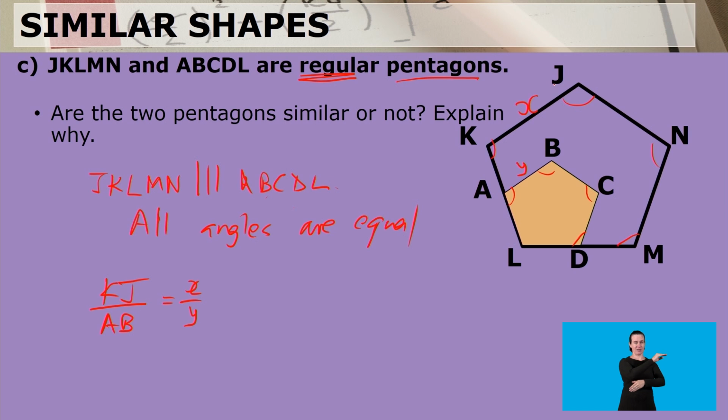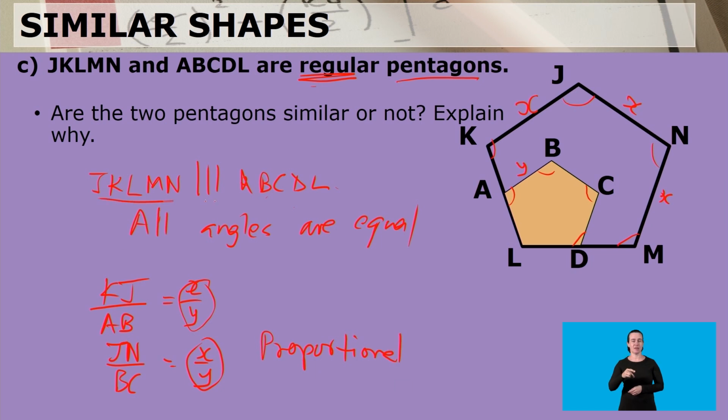If we divided JN, because it's a regular pentagon, it means the sides are also equal to X. So the next one would be JN divided by BC, and it would give us X divided by Y. So all the sides would give us X divided by Y. And because the ratios are the same, these sides would be proportional. And because of that, it means that these two are similar.